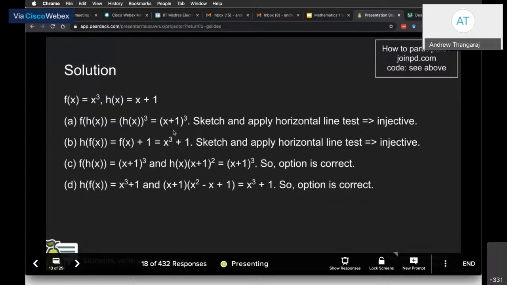And this we saw in the previous question, right? So we know what this is. It is definitely injective. So we are done. Okay. So these are the first two options, and you can see both are correct.